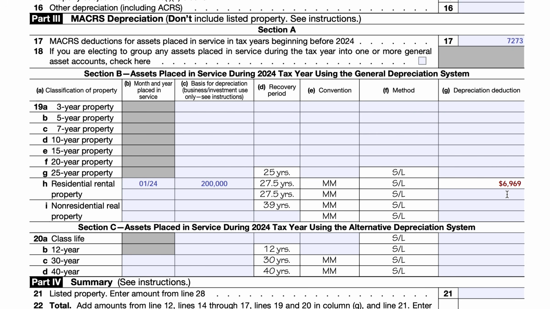So really, that would round down to $6,969. Now, basically, you don't have to memorize all that. You don't even have to do the calculations.